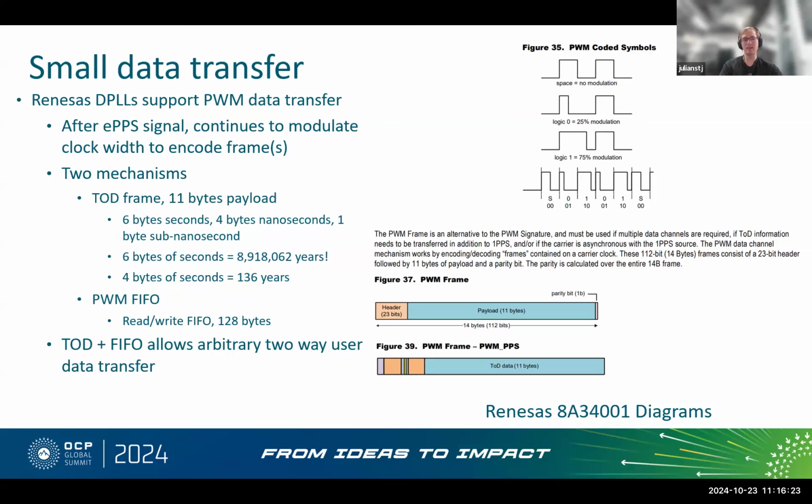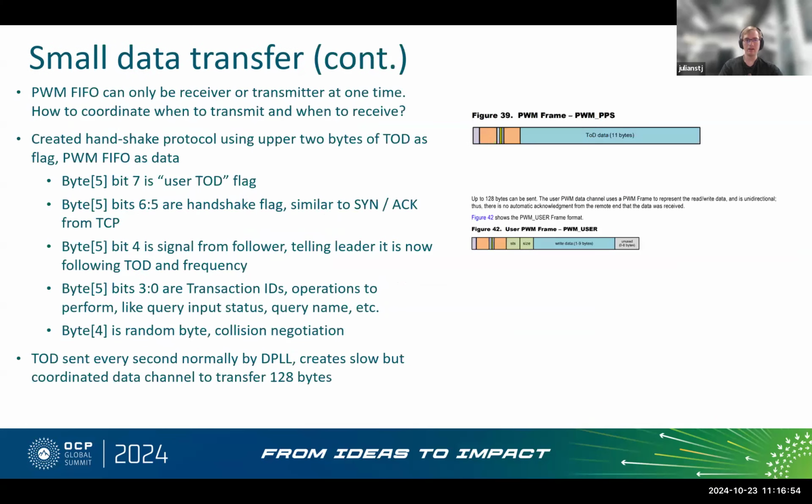But the other mechanism that they implement in the DPLL, which I use mainly for data transfer, is the FIFO. They allow you to send or receive 128 bytes over the clock using the PWM mechanism. This is done transparently to the user. There's only a couple of registers that you have to manipulate in the chip, but they will allow you to send or receive up to 128 bytes from the far end. And so I implemented a two-way time transfer protocol with these two mechanisms.